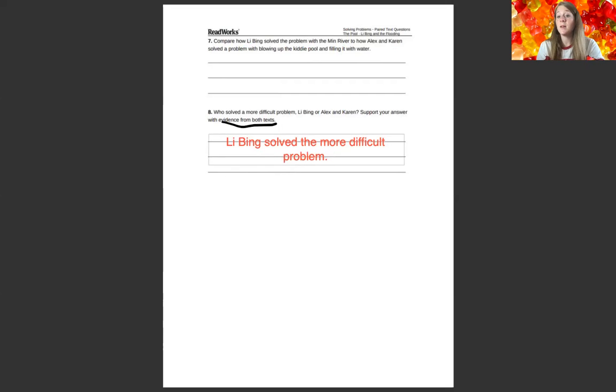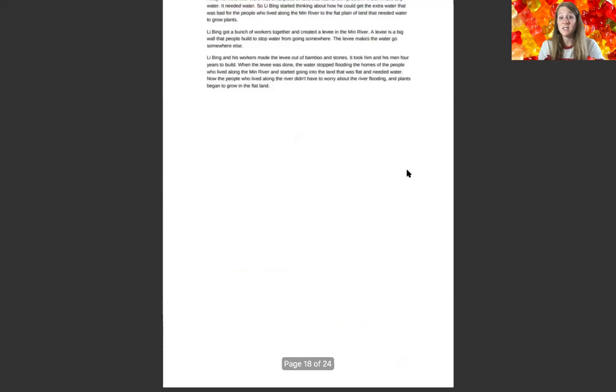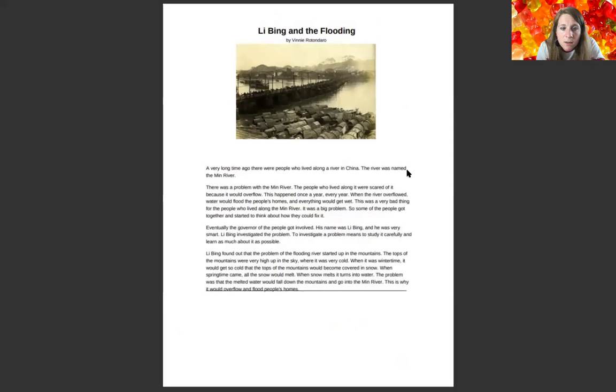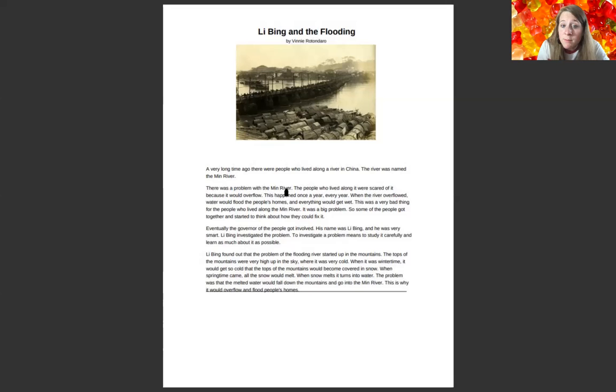And now we're going to go up and we are going to find evidence from our text to support that Li Bing did solve the most important problem. Let's see here, get my highlighter out or my underliner, okay. There was a problem with the Min River. The people who lived along it were scared of it because it would overflow. This happened once a year. It says this was a very bad thing for the people who lived along the Min River. It was a big problem, okay?